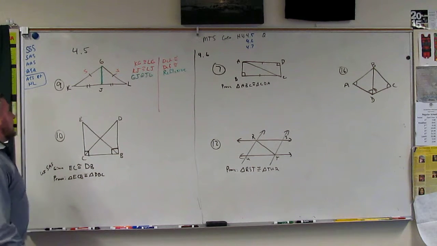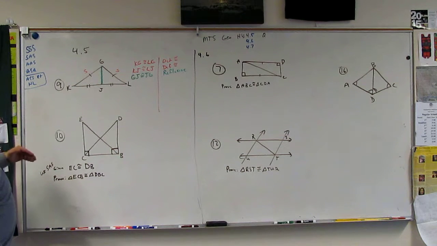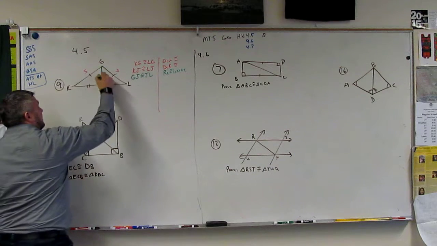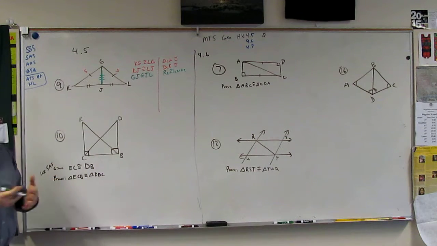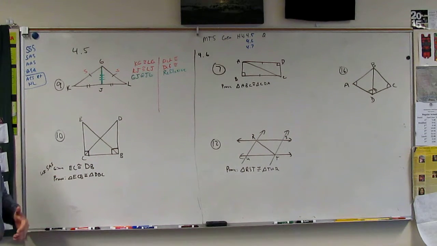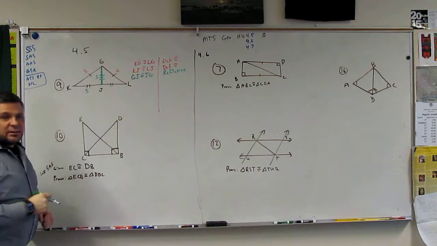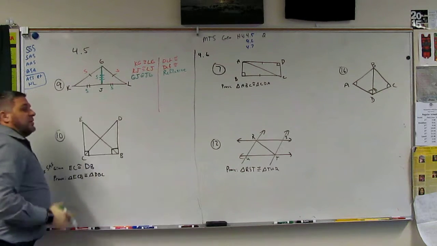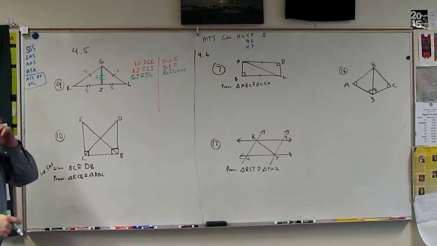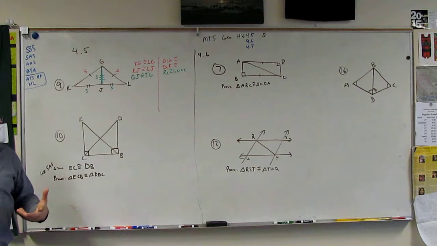Now we want to prove. We know that this is congruent to itself, because it's the same thing. It's the same side. So now we have side, side, side. We have a side, a side, a side. So we can prove that the triangles are congruent, but we have to write it correctly.